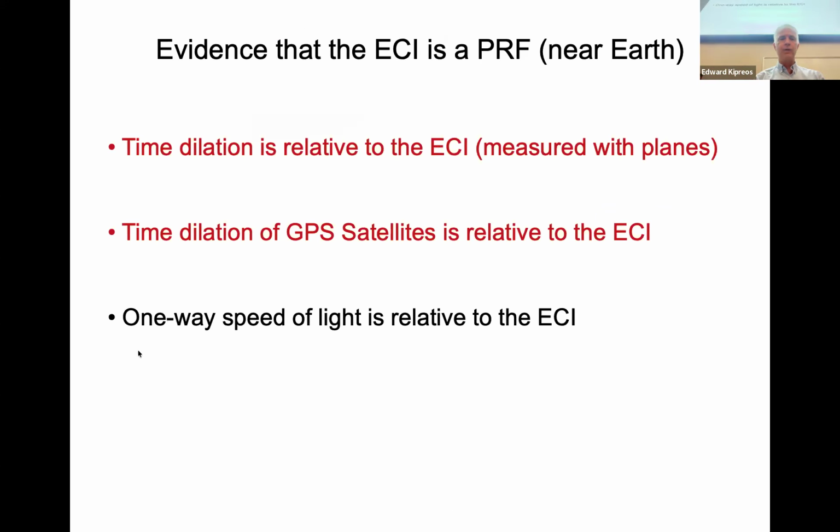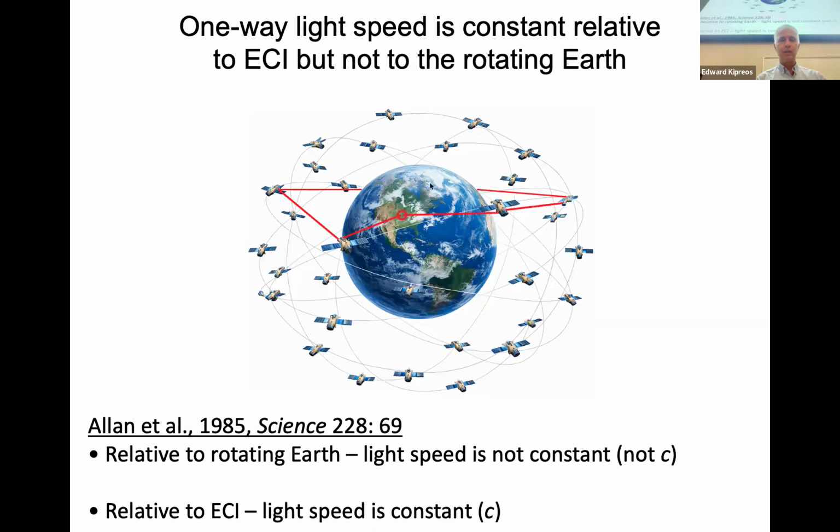Okay, and then the last one is that the one-way speed of light is relative to the ECI, not to the rotating Earth. So Allen et al. in 1985 did an experiment where they sent light signals to GPS satellites around the Earth in the eastward direction. And what's going to happen is, as this light is going around the Earth, the point where it was emitted is going to move to the east. And so it's going to take longer to hit that position.